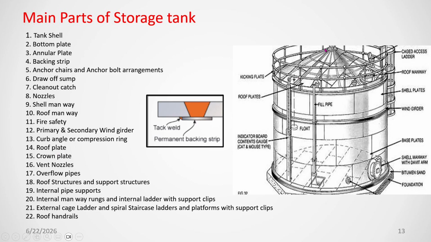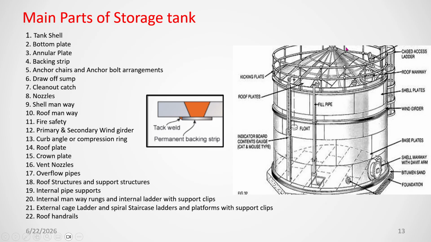Then roof plates. This one is called the roof plate. This one is called the roof plates. Then crown plate. This one is called the crown plate. These two are called the crown plates. This plate and this plate are called the crown plates. Vent nozzle: there must be some vent nozzle also. From here, when you are draining and taking out the material or fluids, then a vacuum will be created.